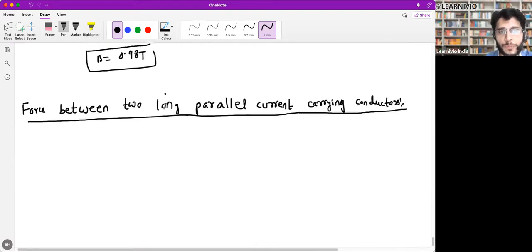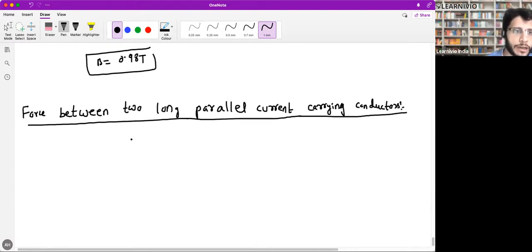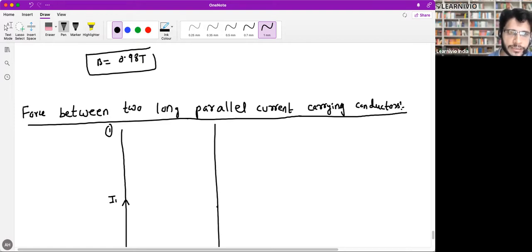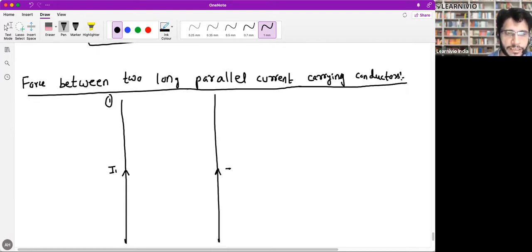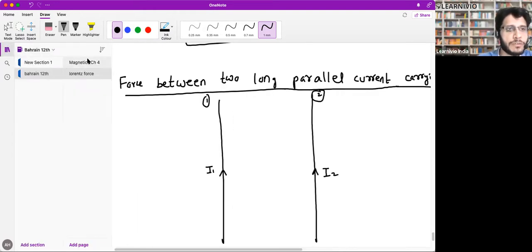So in this problem, you have two long conductors. Conductor number one is carrying some current I. You have one more conductor, conductor number two, carrying some current I. This calculation is basically a combination of various concepts, so let me just revise those concepts.